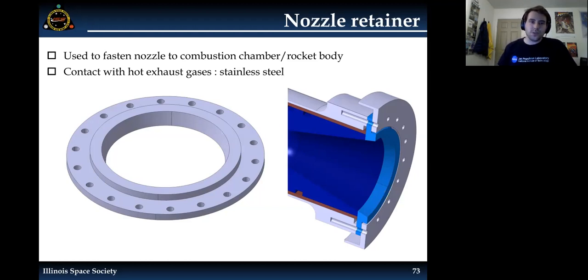But basically, what we're using it for is to fasten the nozzle into the combustion chamber and/or the rocket body. That way it doesn't just fall out of the bottom. And because it's going to be exposed to really hot exhaust gases, it's not going to use the traditional aluminum. It'll be using stainless steel, which handles the higher temperatures better.